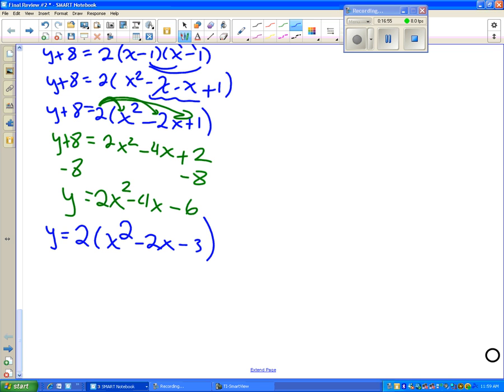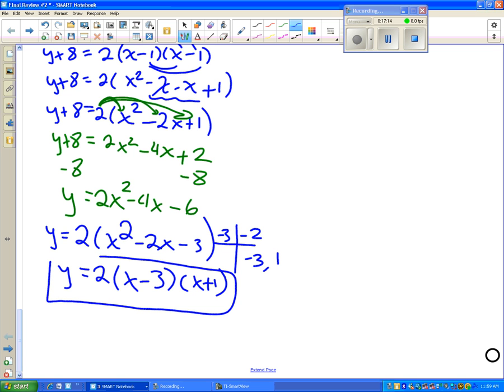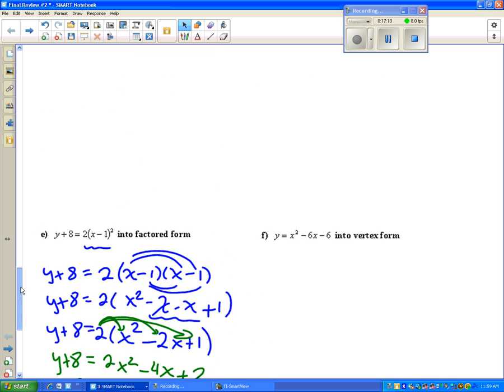What multiplies to be negative 3 and adds to be negative 2? Well, that's negative 3 and 1. So y is equal to 2 times x minus 3 times x plus 1. And that is factored form. All right, last of these for this page.